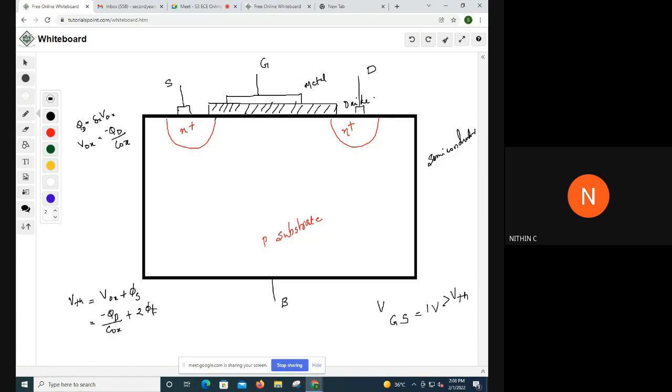Now you need to find all these values. First, you need to find the value of phi f. You have a direct expression for that: kT by q ln Na by Ni. Then you find the value of Qd, minus q Na Wm. Then you find the value of Cox. Cox is actually epsilon A by d, and A is taken as 1 for the full MOSFET. That is epsilon 0 epsilon r oxide divided by t oxide. Then you will get Cox.